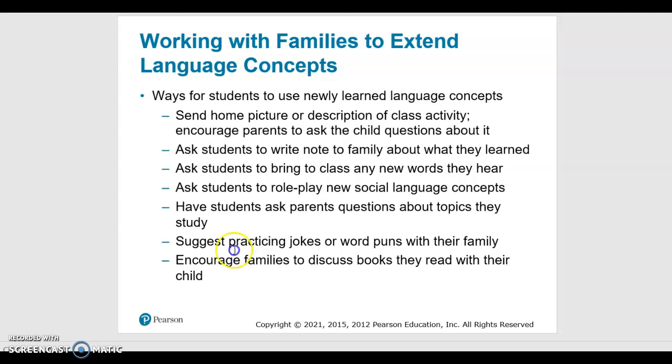But talking about, allowing or not allowing, suggesting that your students go home and practice some of those things with their families, and then encourage families to discuss books that they read with their child.